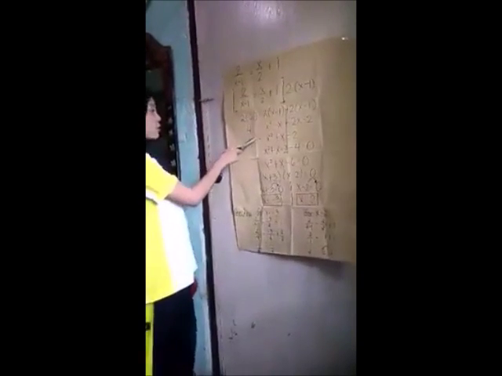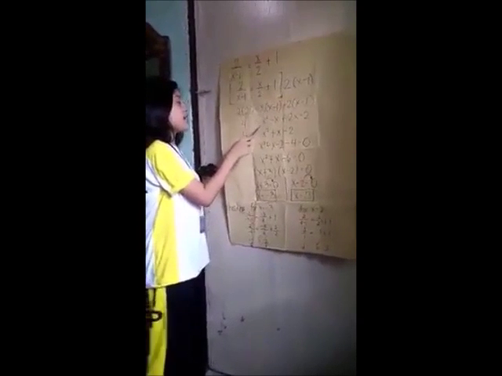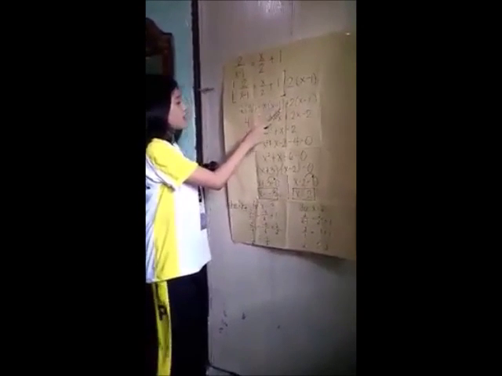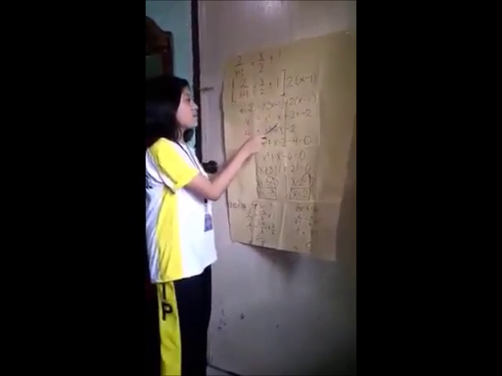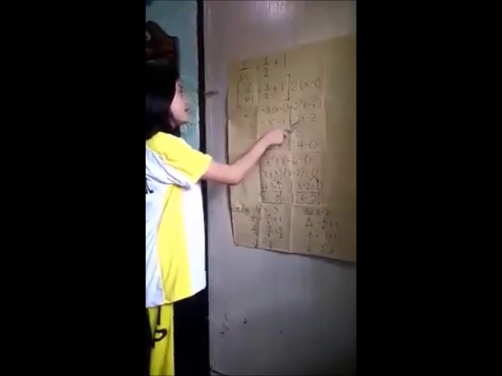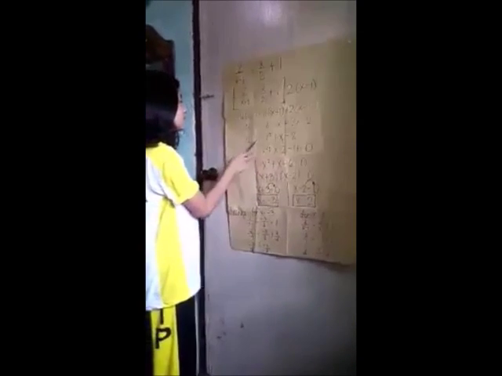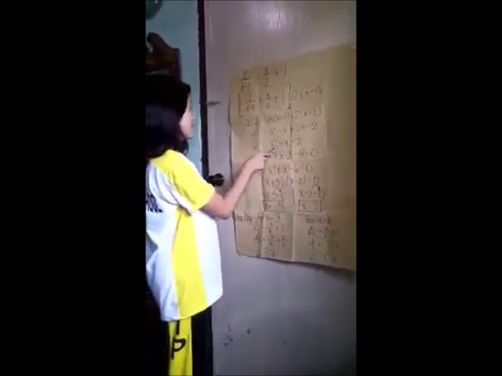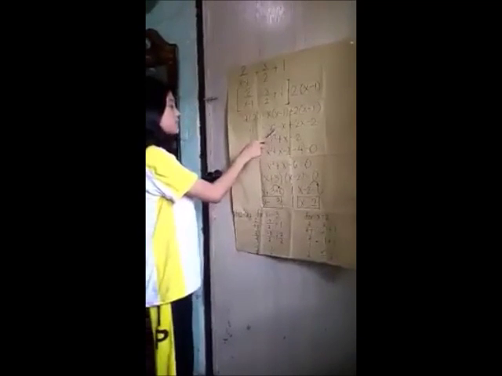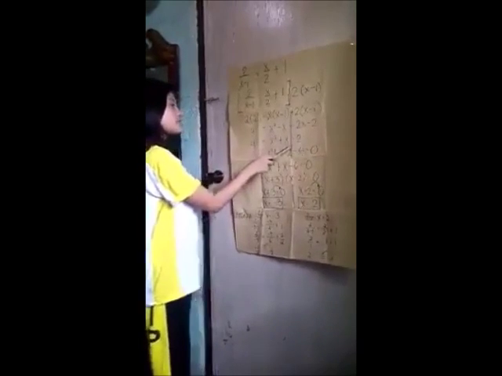2 times 2, 4. Is equals to x times x squared. X times negative 1 is negative x. Plus 2 times x is equals to 2x. 2 times negative 1 is equal to negative 2. Bring down 4 is equals to x squared plus x minus x plus 2x. Magiging positive x, tapos bring down negative 2.